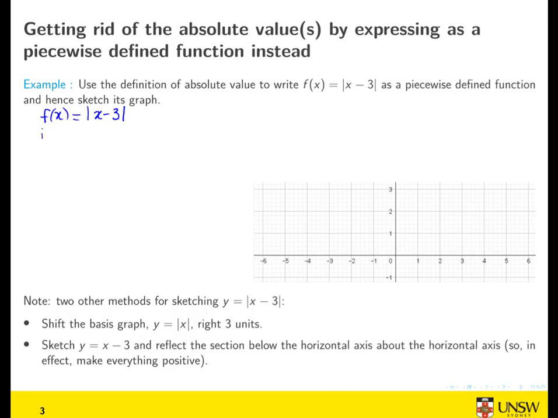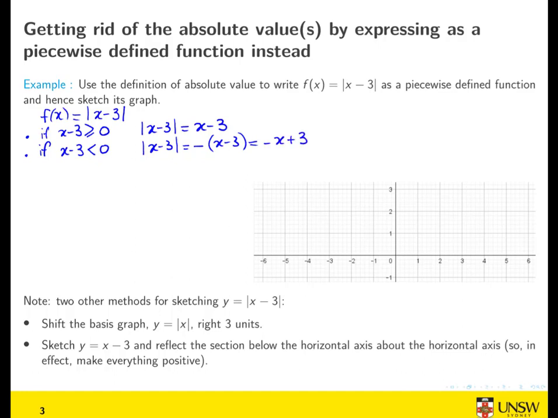Because as we said, if the number inside the absolute value is greater than or equal to 0, then the absolute value of the number x minus 3 will be the number itself. On the other hand, according to the definition of the absolute value, if the number x minus 3 is negative, then the way to get its absolute value would be to put a negative sign in front of it. And in that case, we would get minus x plus 3.